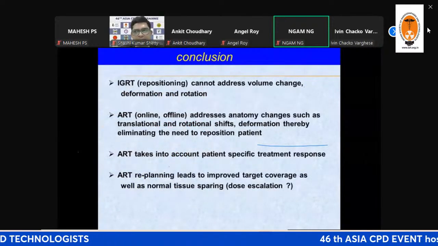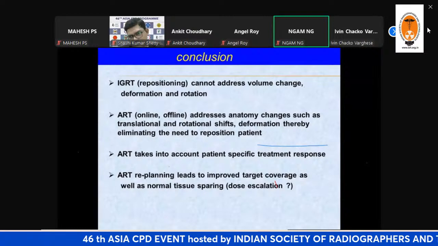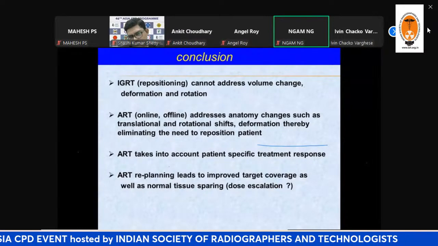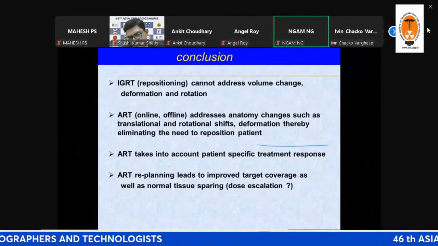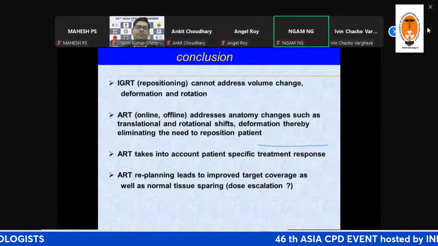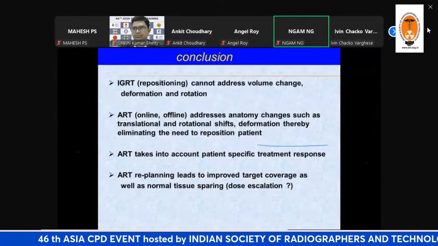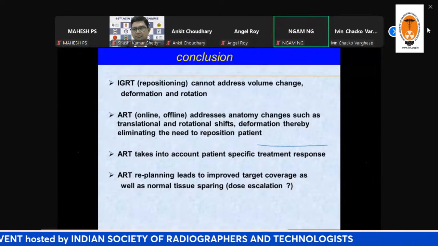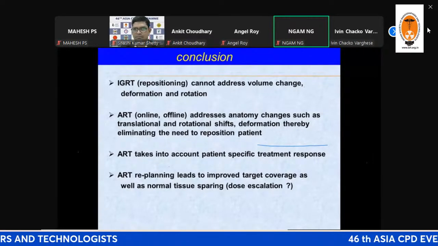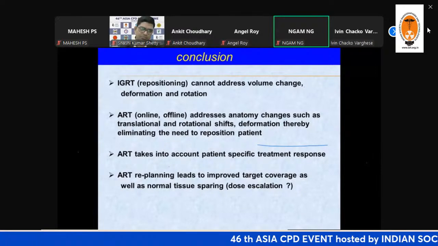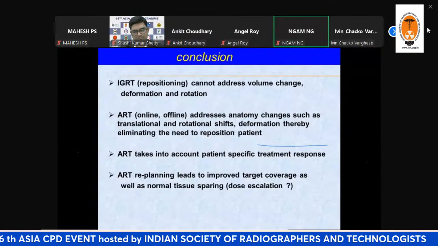Now, in conclusion, IGRT cannot address volume change, deformation, and rotation. And adaptive radiotherapy, whether online or offline, addresses anatomic changes such as translation, rotation, shifts, and deformation, thereby eliminating the need to reposition the patient. ART takes into account patient-specific treatment responses. ART replanning leads to improved target coverage as well as normal tissue sparing. So if we are able to save the normal tissues and reduce the PTV margins, we can escalate our dose, which is very important for the best treatment delivery.